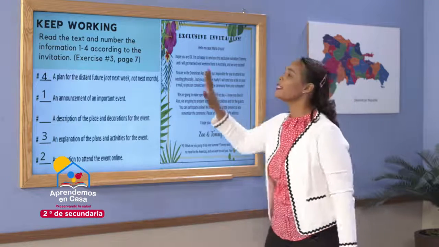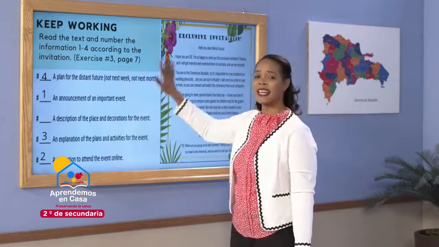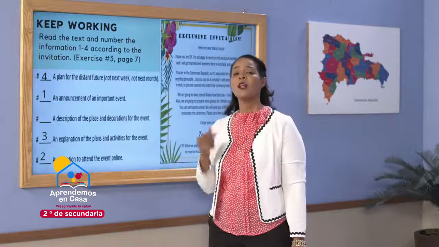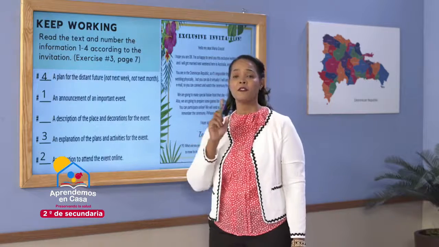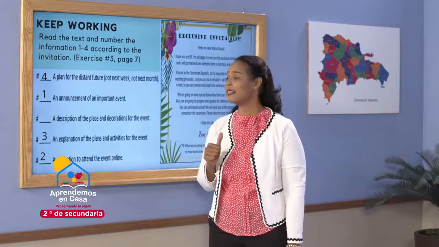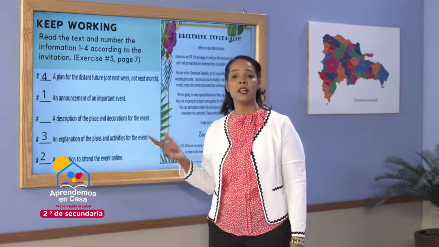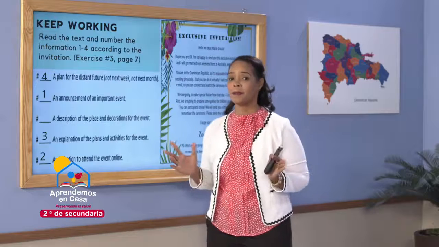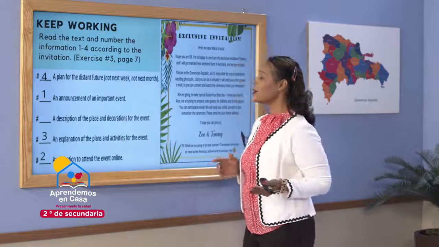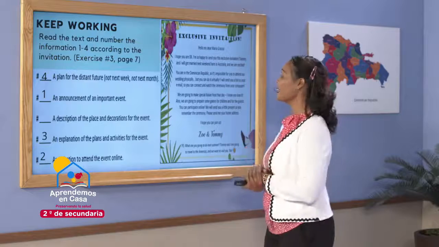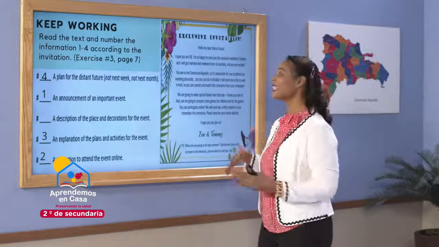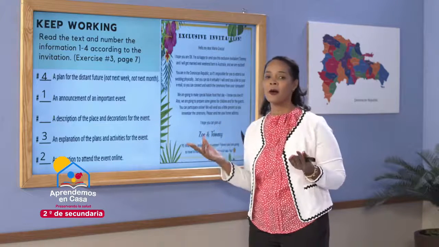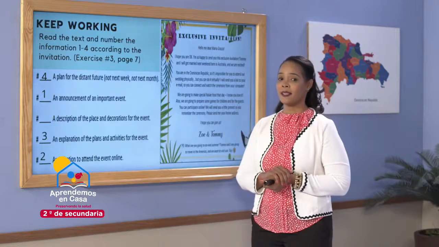I want you to notice in the order of the events in the letter that the number 1 is an announcement of an important event. When you write an invitation letter, the first information that has to appear is the announcement of the important event. Could be a wedding ceremony, a birthday party, a baby shower, and so on. Eso quiere decir que lo primero que debe de aparecer cuando tú escribes una tarjeta o una carta de invitación para un evento es el anuncio del evento. Puede ser un cumpleaños, una boda, un baby shower. Es la primera información que debe aparecer.